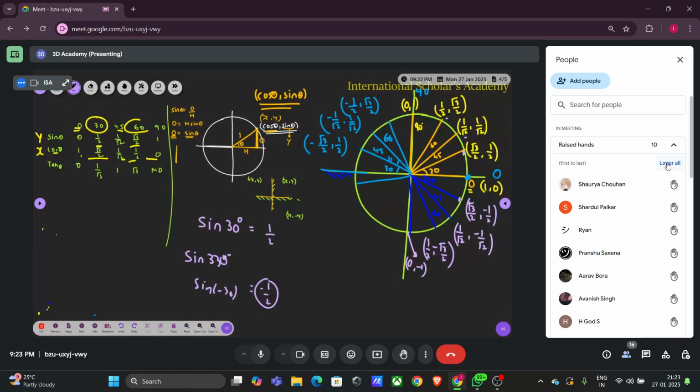So this will become pi plus 30. This will become pi plus 45. This will become pi plus 60. This is 45, this is 60, this is 30. So pi plus 30: whatever value you have, it will become minus root 3 by 2 comma minus 1 by 2. It will become minus 1 by root 2 comma minus 1 by root 2. And this will become minus 1 by 2 comma minus root 3 by 2.